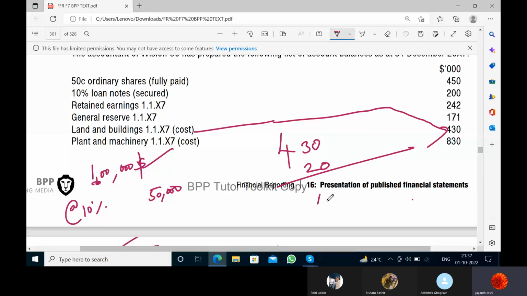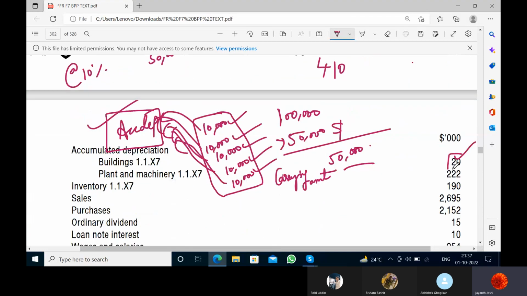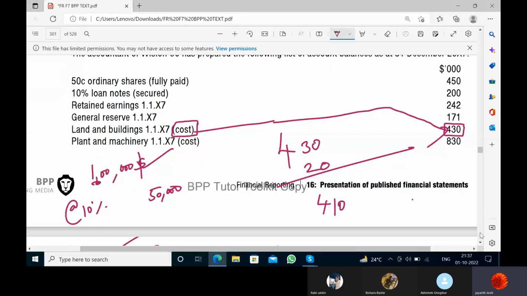So now it is 410. Why am I removing the accumulated depreciation? Because that much the asset has got depreciated. Here in the bracket you can see this is cost. When they give you the asset value in the balance sheet and they write something in the bracket as cost, that means this is the original cost of the asset, and the asset has depreciated by 20, and 3 zeros omitted here, $20,000. Okay, so that you have to remove, and this is your asset's exact value right now.